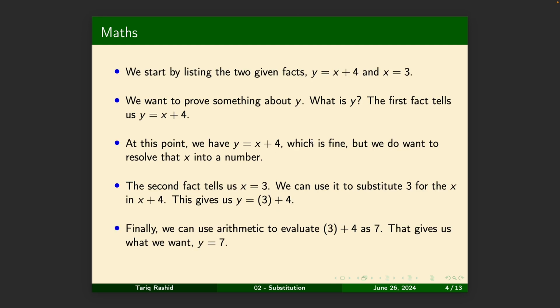So again, if you want to download these slides and have a look at them yourselves, I've written down just what we've just said. We start with the facts. We want to prove something about y. The first fact tells us what y is. We then have y is x plus 4. That's great, but we want to get rid of the x and replace it with something that we can simplify eventually towards 7. And the second fact is helpful because x is 3, so we say y is 3 plus 4. And finally we do an arithmetic evaluation, and that justifies why that's 7.